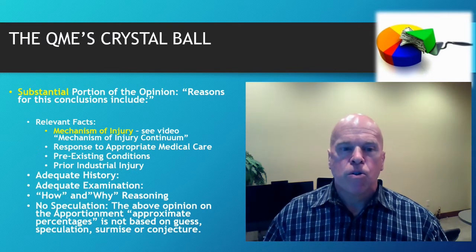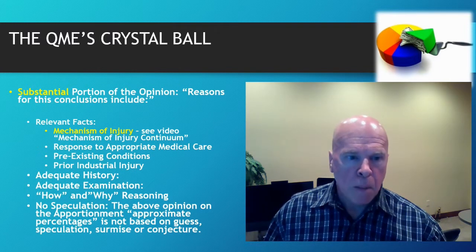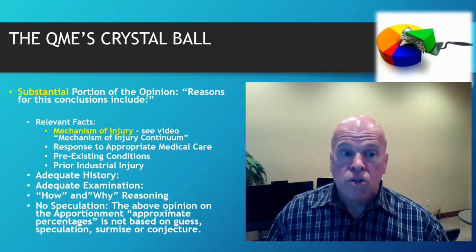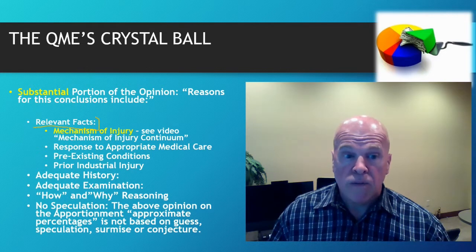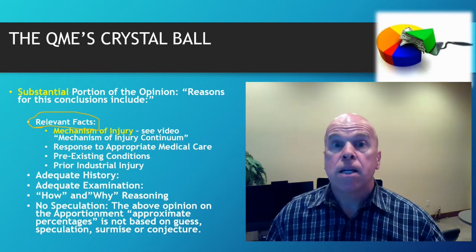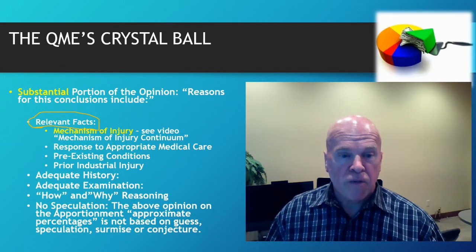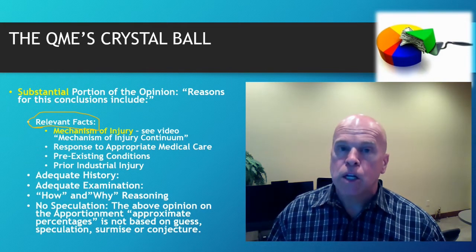Reasons for this conclusion include, colon, and here you elaborate on your reasons. You first cite the relevant facts that support your approximate percentages, your 50-50, your 60-40, and you give us some facts about the mechanism of injury.